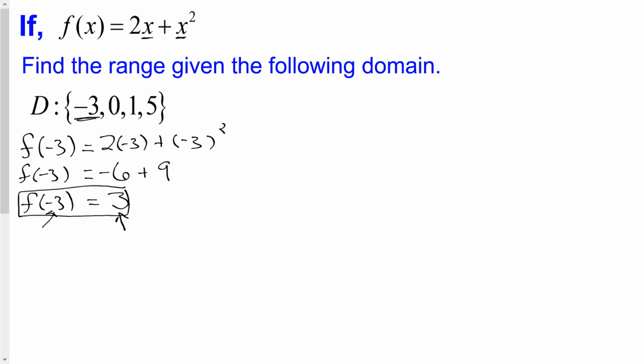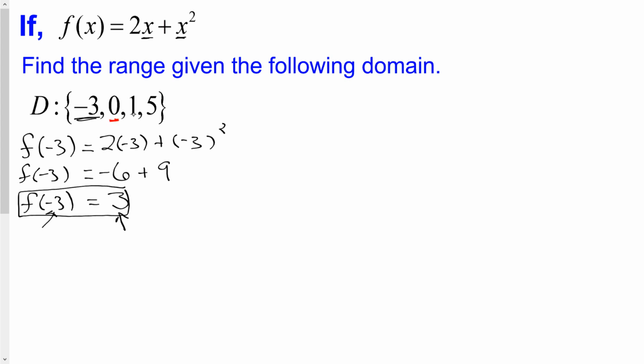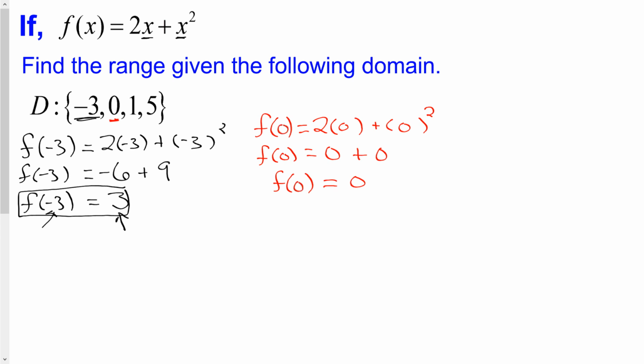Next one, change the colors here. Next one, I need to look up f of 0. If I want to find the range, I need to look for f of 0. Again, that's 2 times x plus x squared, where x is 0. F of 0 equals 2 times 0, which is 0. 0 squared is also 0, so f of 0 is 0. Okay, there's my second range value. Again, input, output, range, and domain there.